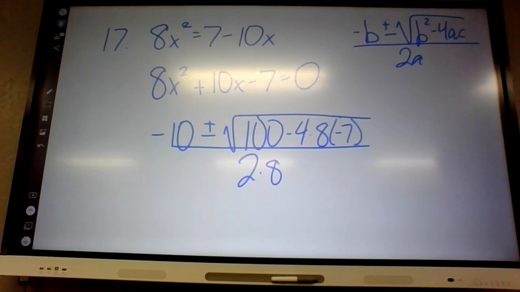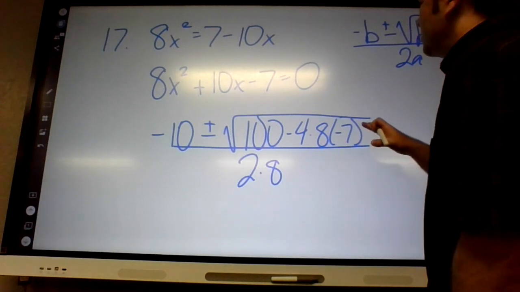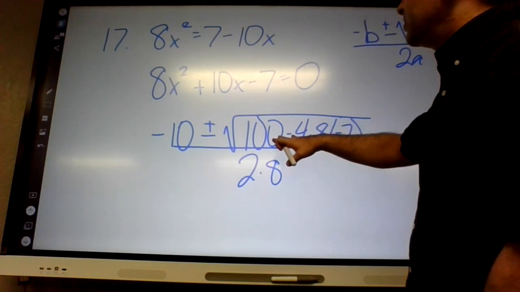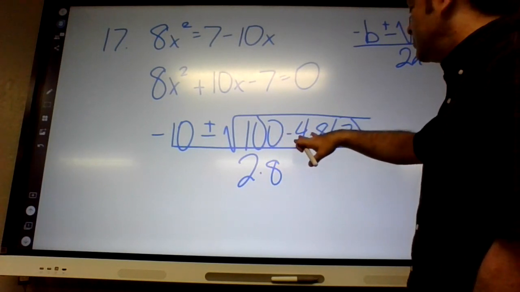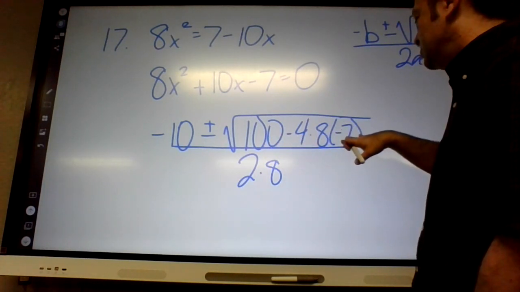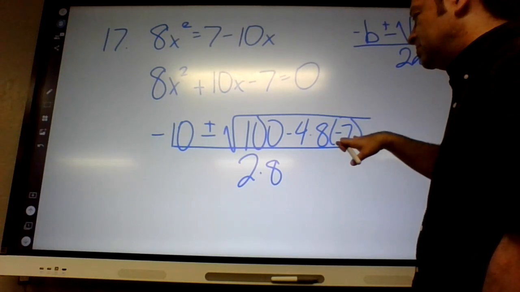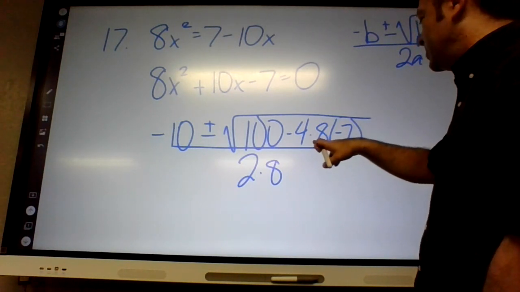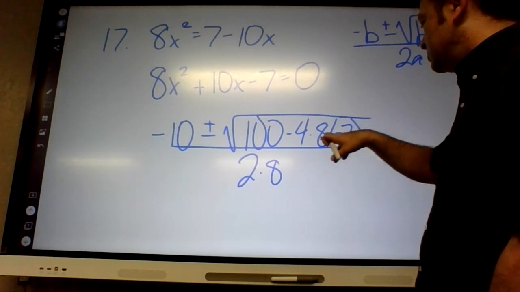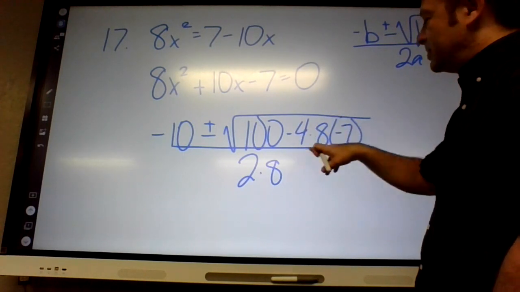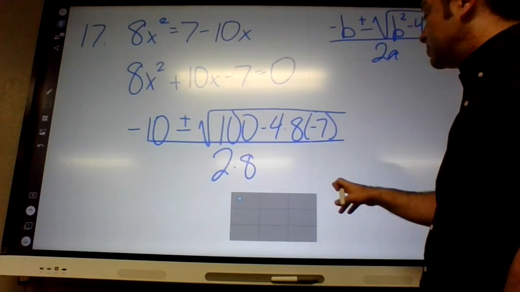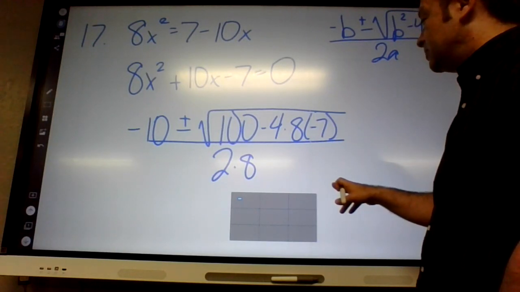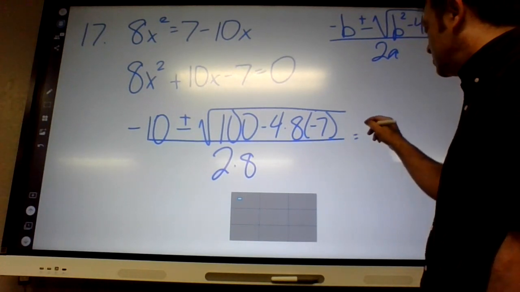This is not going to work out pretty. Wait, I must have done something wrong. B squared minus 4ac. Yeah. I probably multiplied wrong in my head, I bet. Oh, it's a plus, not a minus. Okay, so it's 224, 324. Anybody plug this in yet?